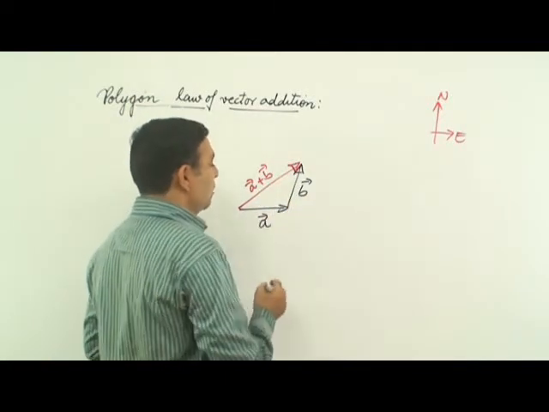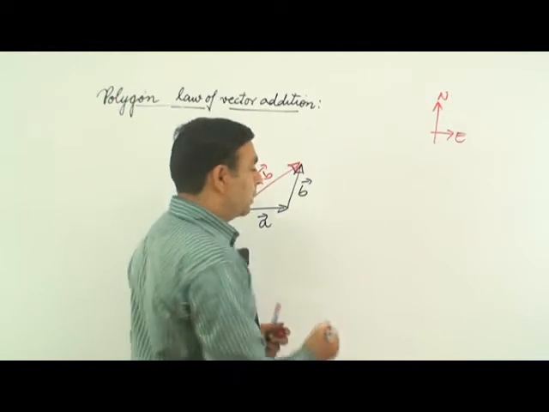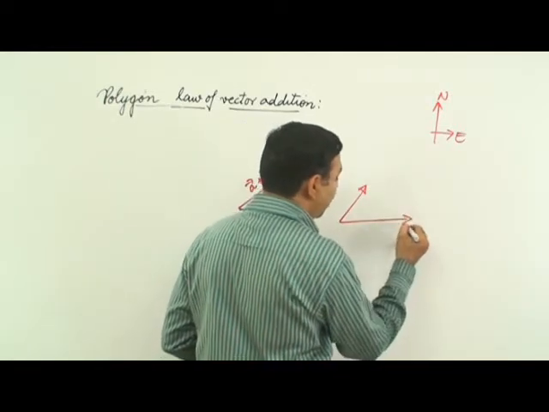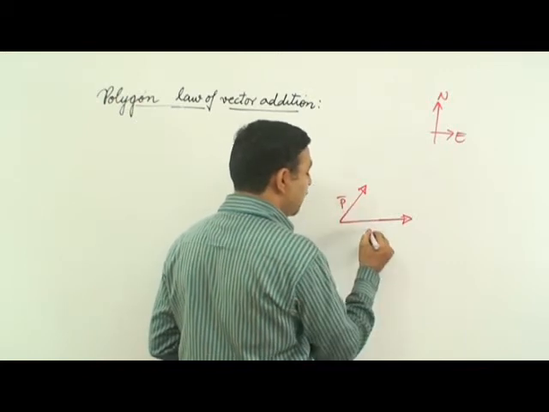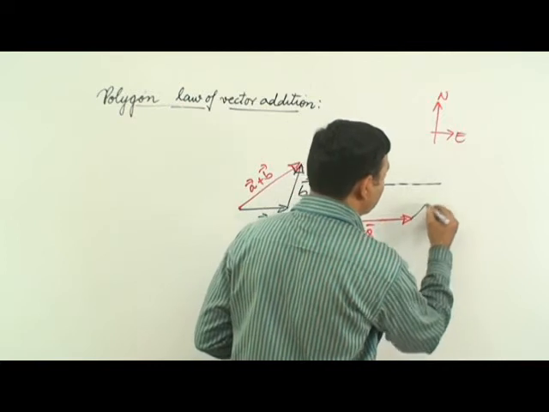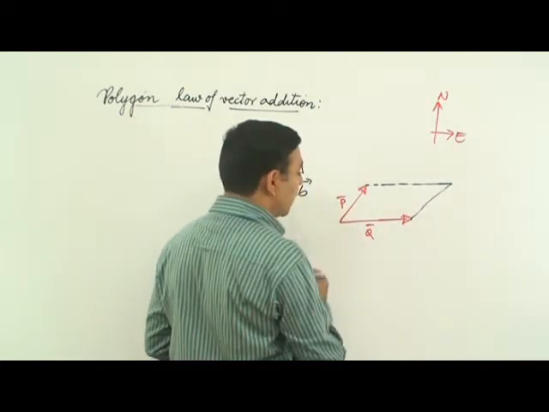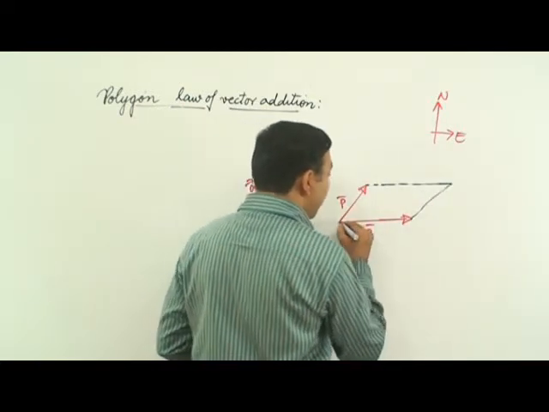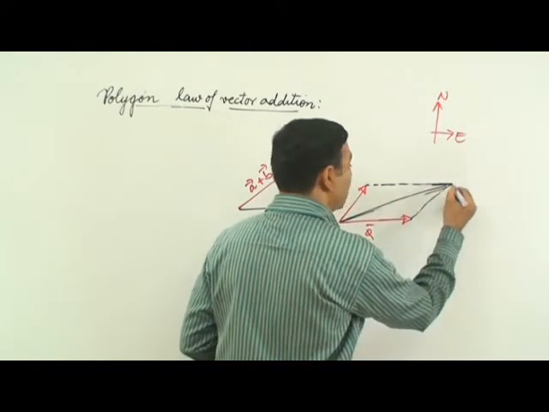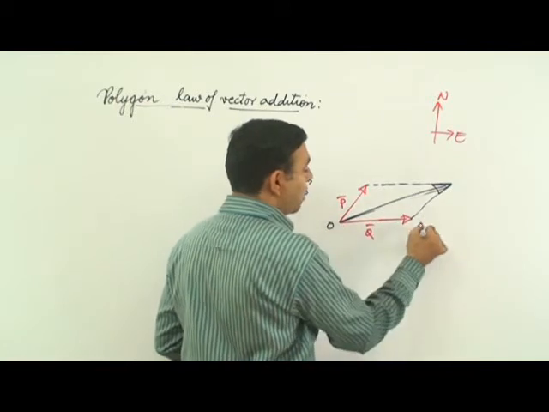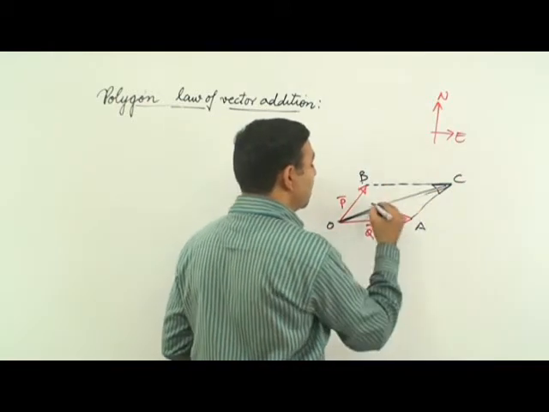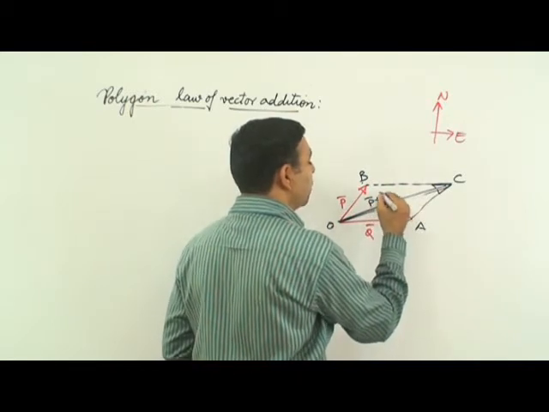And the parallelogram law states something like this: if two vectors, say P and Q, can be represented by two adjacent sides of a parallelogram, then you need to complete the parallelogram first with these two vectors as adjacent sides. Then the diagonal of this parallelogram passing through the common point, where OA and OB are the two vectors, OC is the resultant. This OC is the resultant of P and Q.